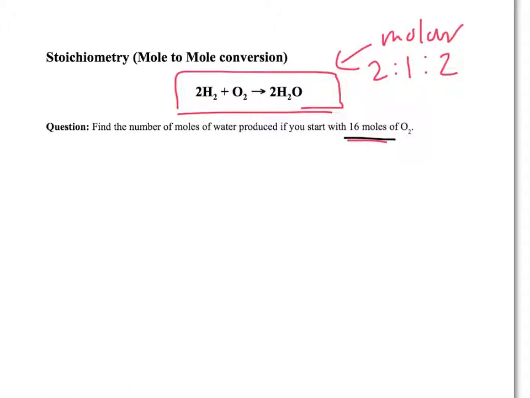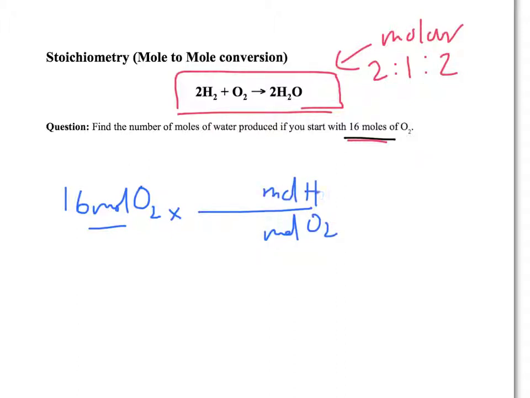So we'll start with what we're given, which is going to be 16 moles of oxygen. And so we have to cancel out moles of oxygen. So we'll put moles of O2 on the bottom, and we want to get to moles of H2O, so we'll put moles of H2O on the top. And since we know from the stoichiometric relationship in the balanced equation that there is 1 mole of oxygen for every 2 moles of water, we can go ahead and put 1 mole of oxygen on the bottom and 2 moles of H2O on the top.